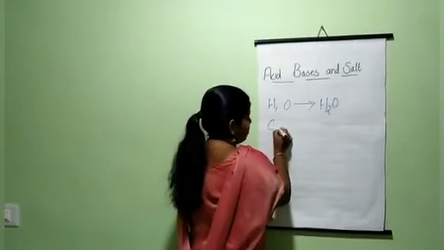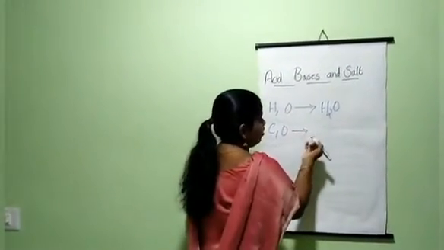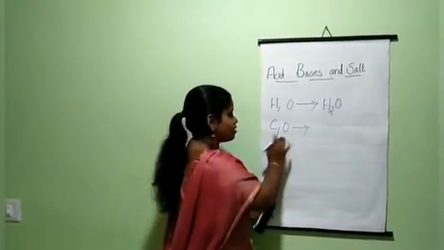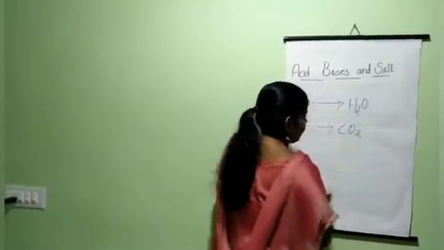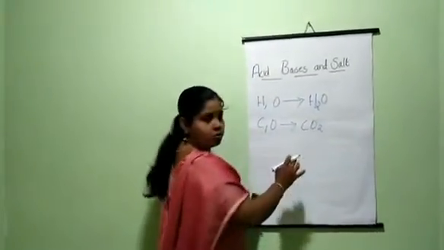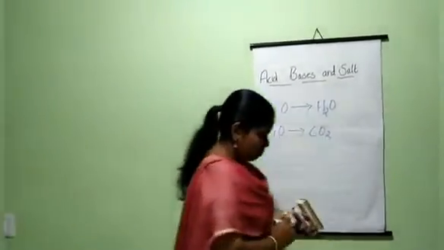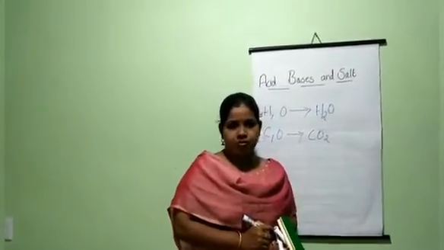Like that, carbon and oxygen combine in a specific ratio. Carbon is an element, oxygen is also an element. These elements combine in a specific ratio to form carbon dioxide. This is also a compound. So, different elements combine to form different compounds.